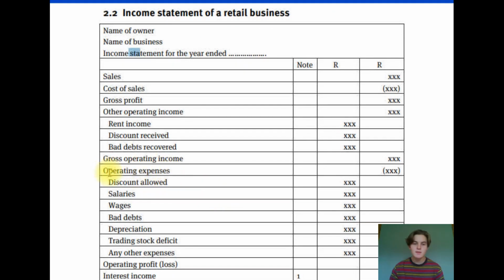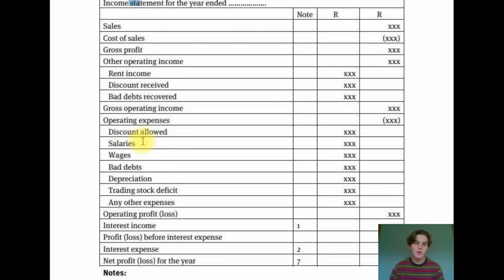Next, we have operating expenses accounts, which are your expenses for the financial year, such as salaries or wages or bad debts. And these amounts will all be totaled up. And remember, expenses are a negative amount. And then we want to calculate our operating profit or our operating loss for the year. And to get this, you'll take your gross operating income and you'll minus your operating expenses. And that will give you your operating loss or your operating profit for the year.